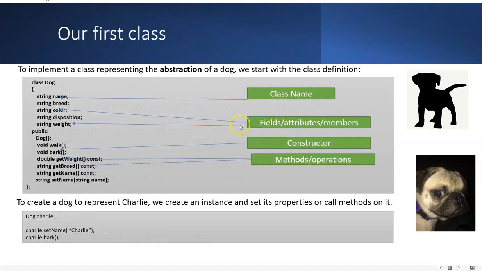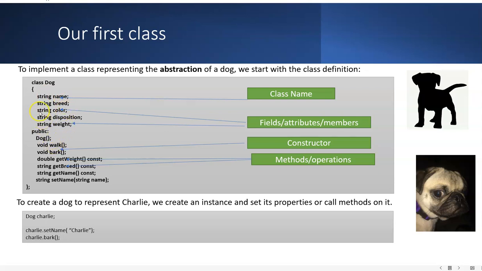So how do we implement a class? To implement a class representing a dog, we start with the class definition. Here we say class dog, which is the class name, and we provide the fields just like in a struct: string name, breed, etc.